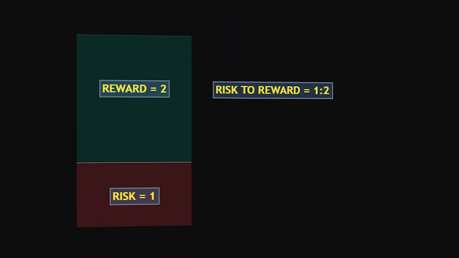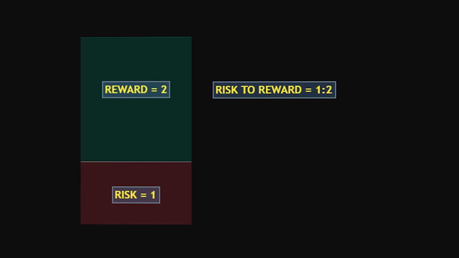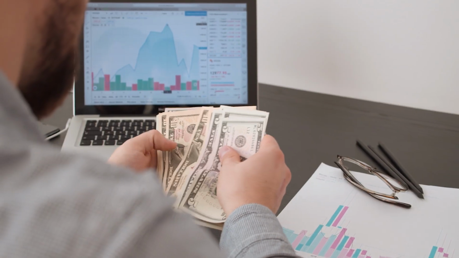So you will have a good risk to reward ratio. The risk is 1 and the reward is 2. 1 to 2. Or the risk is 3,000 points and the reward is 6,000 points. So it's 1 to 2 risk to reward ratio. Okay, now you understand. If you follow this method and are consistent and disciplined, you can make money for sure.